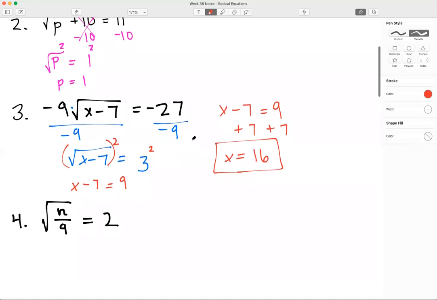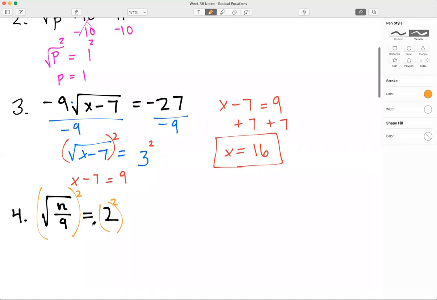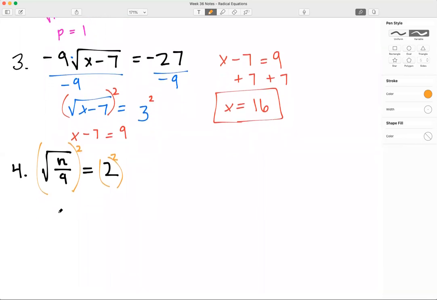All right, number 4. Well, we already have what's under the radical pretty much by itself on one side. So what we're going to do is just square both sides, square this whole thing here, and square the 2. So that's going to get rid of the radical on the left. And we just have n divided by 9 by itself, no radical, equals 2 squared. We squared both sides, it's 4. Now, what do we do in this case? Do you guys remember? You guys remember what we do?